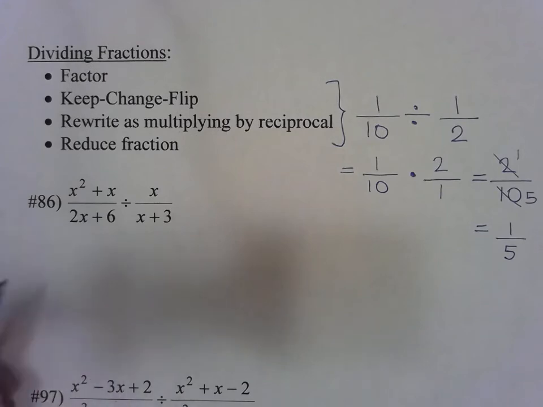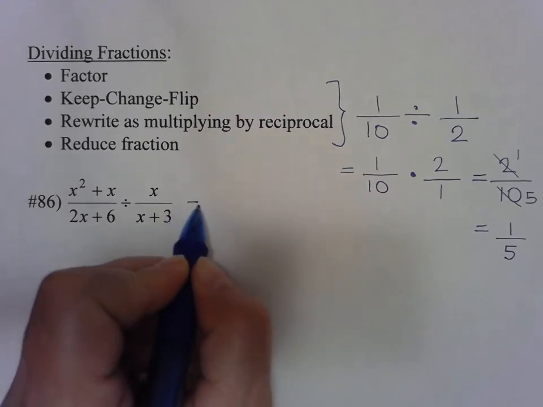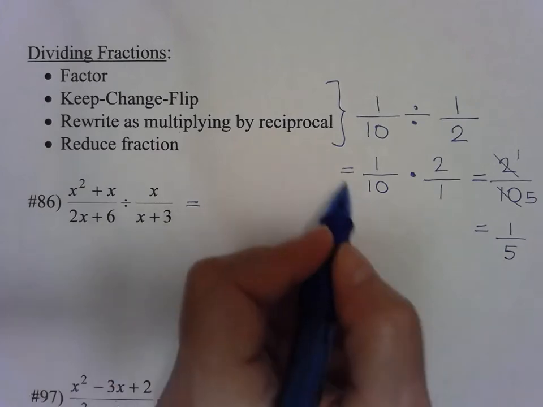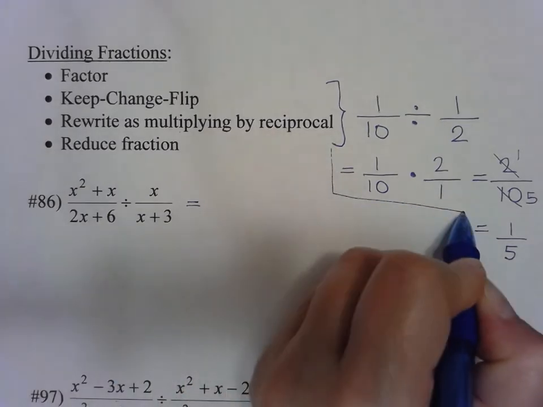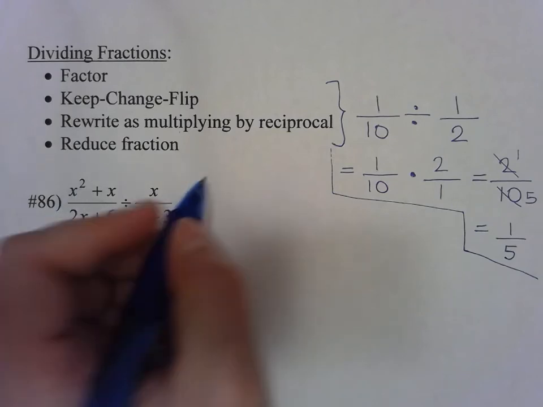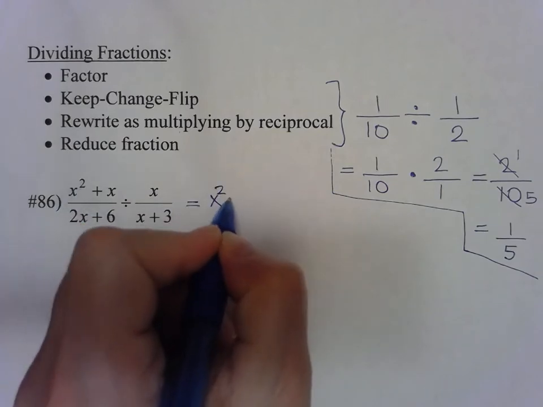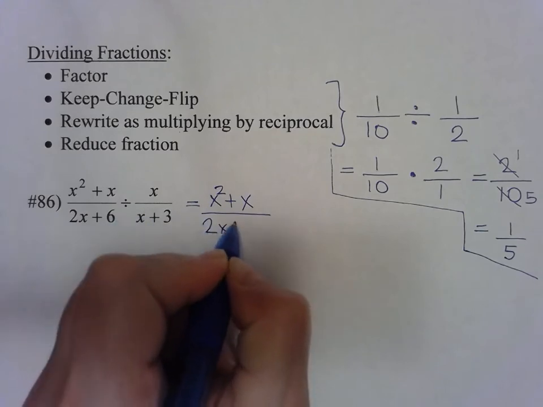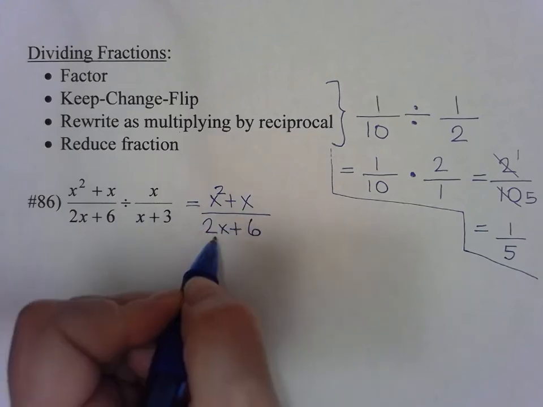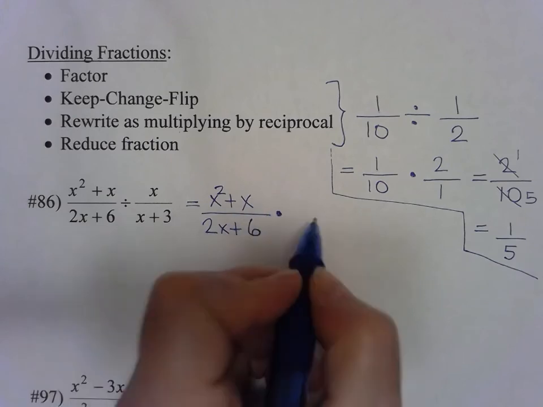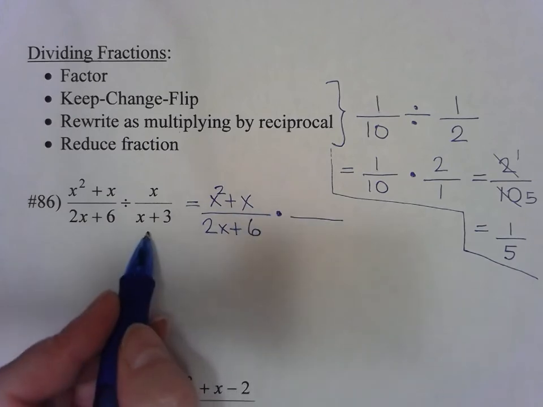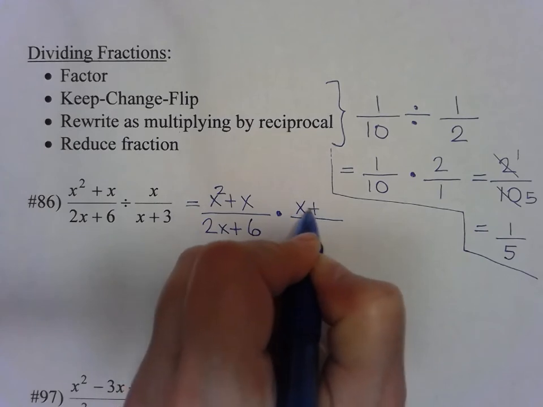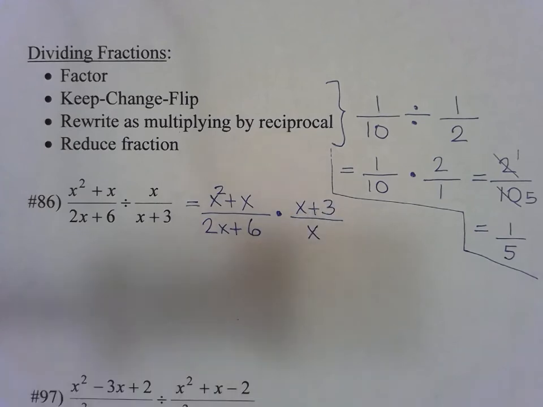I personally like to do the keep, change, flip part before I start factoring so that I don't get it mixed up. So I'm going to do it like that here as well. Okay, so I'll have x squared plus x over 2x plus 6. So I'll keep. I'm going to change it to multiplying. And I'm going to flip this one over. So now I have x plus 3 over x.